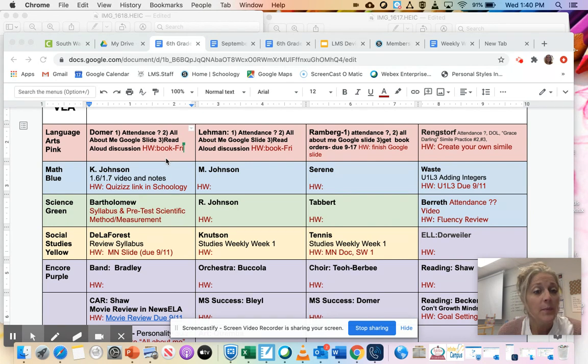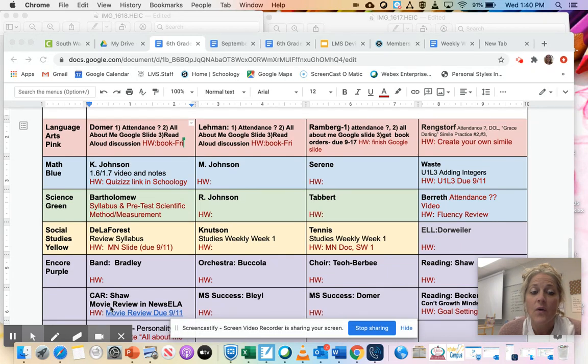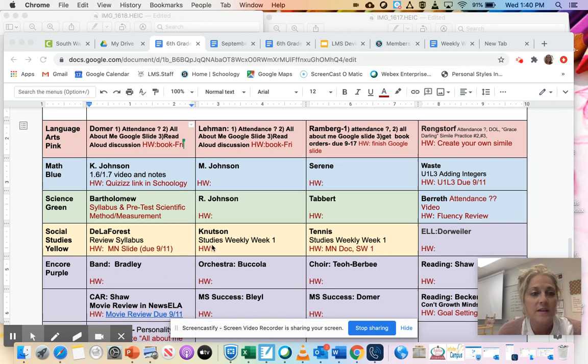So for the purposes of this, I'm going to pretend like the three classes that I have right now are me for language arts, De La Forest for social studies, and Mrs. Shaw for CARS or content area reading. Now, you might notice that these are different colors. So language arts would be pink. So you most likely have one of these teachers for language arts when you have language arts.